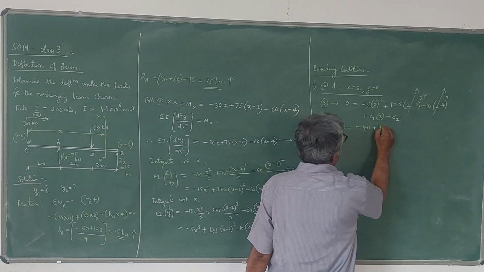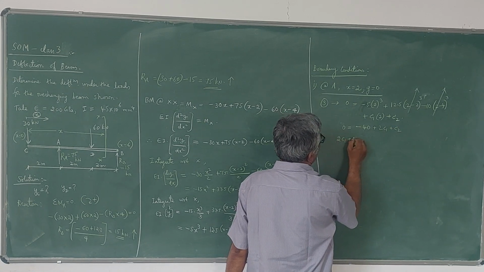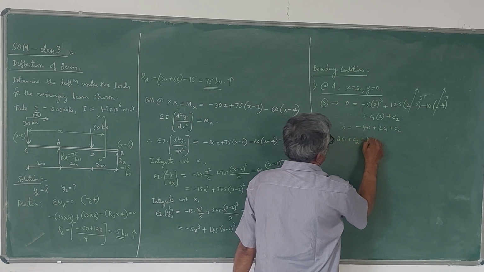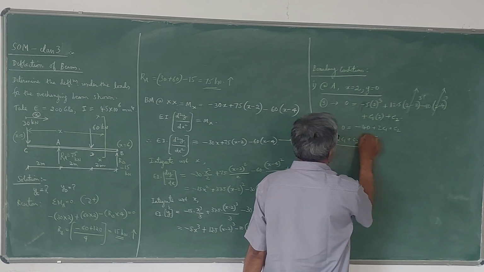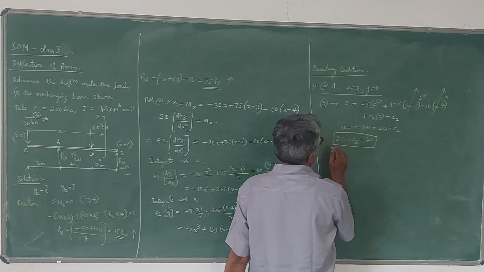So you will be having only 2c1 plus c2. So we will get an equation 2c1 plus c2 is equal to 40. So one equation we got. We cannot solve this because there are two unknowns. So this is one equation.